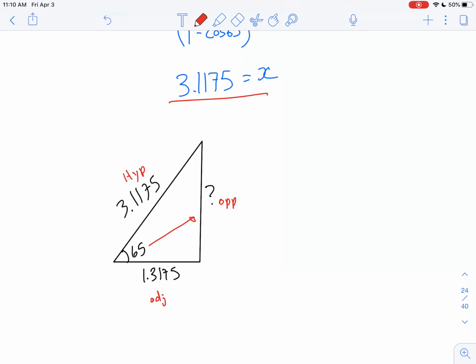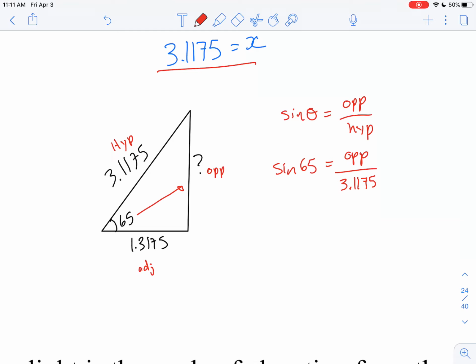I'm going to use a trig ratio that leaves opposite on the numerator, just so it's a little easier to solve. So I'm going to use my first one, sine. So sine theta is equal to opposite over hypotenuse. Fill in our missing values there. Sine of 65 is equal to opposite, which we don't know, and that's our question mark, divided by 3.1175. So I didn't really even need to solve for that base, did I?